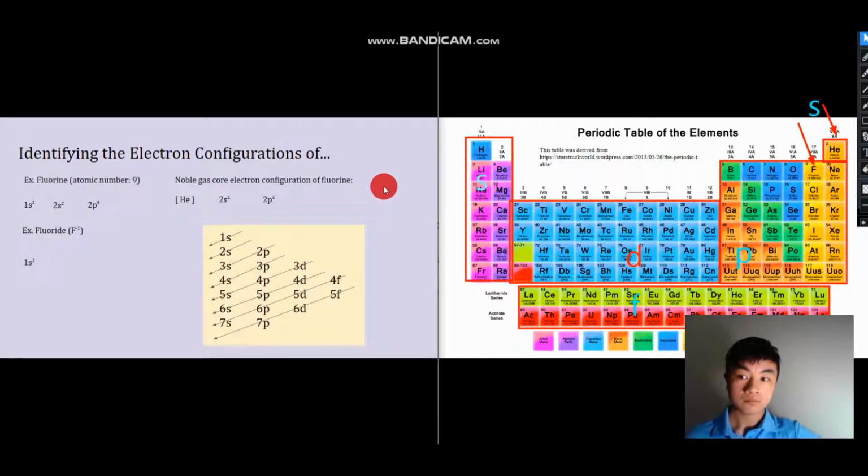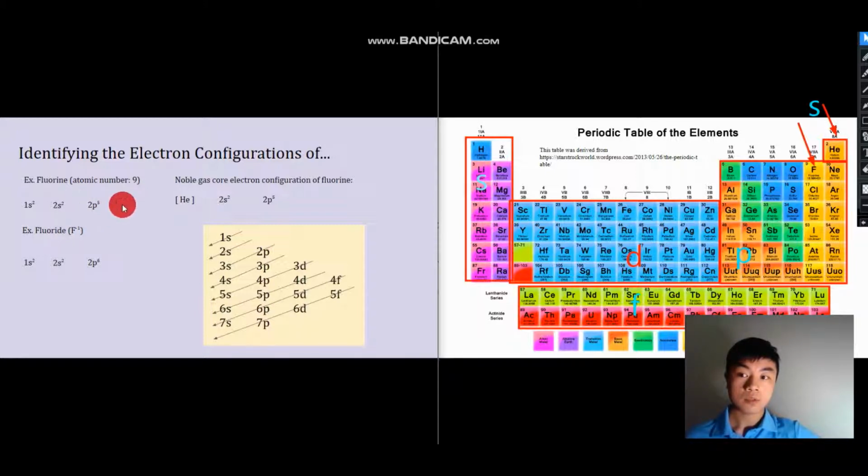So again, we start up with 1s2, then we finish 2s2. Now this part's going to be tricky. It's actually going to be, instead of 2p5, it's going to be 2p6 because remember, fluorine just gained one more electron. So if you're gaining one more electron, it's just the same thing as saying 5 plus 1. So in the 2p.